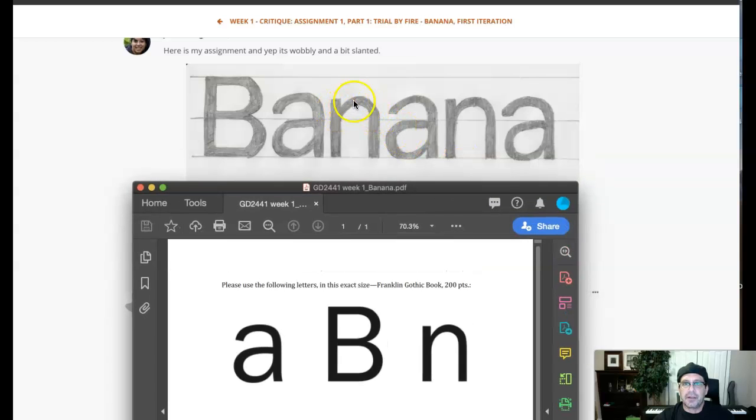See this N right here? See the shoulder of the N kind of goes into this vertical stem of the M? Right here, look how thin that is. It's much thinner than the stroke width right here.